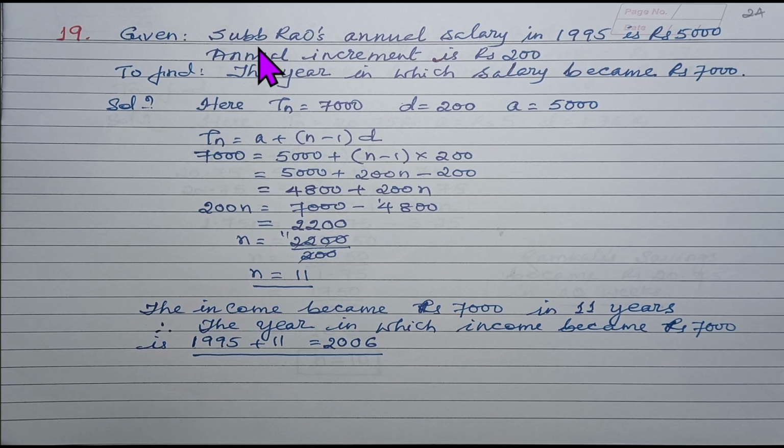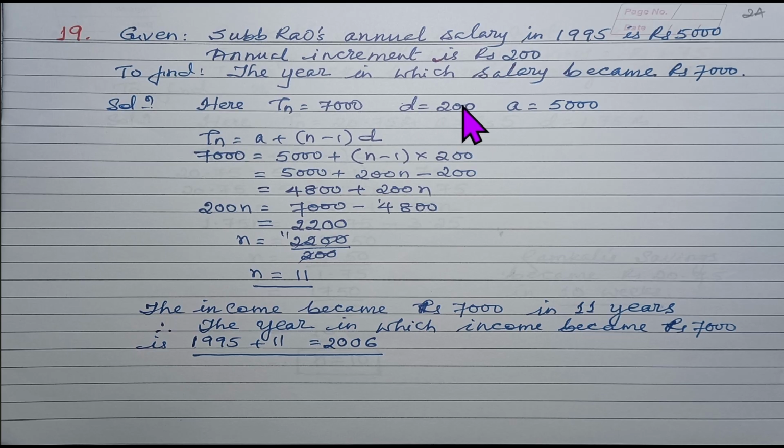Please understand here, Subba Rao's annual salary in 1995 is rupees 5,000. Annual increment is rupees 200. The year in which his salary becomes rupees 7,000 is what we have to find out. Now rupees 7,000 is the final value, that means Tn, the nth term, is 7,000 here. The increment is 200, therefore D is 200, and the initial value A is 5,000.